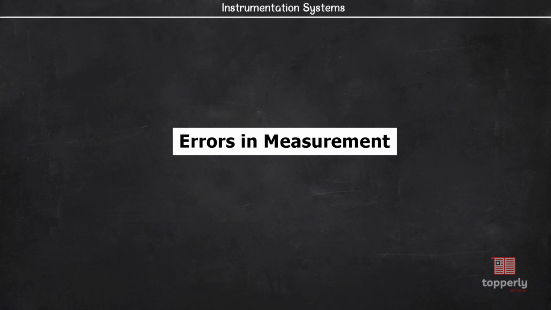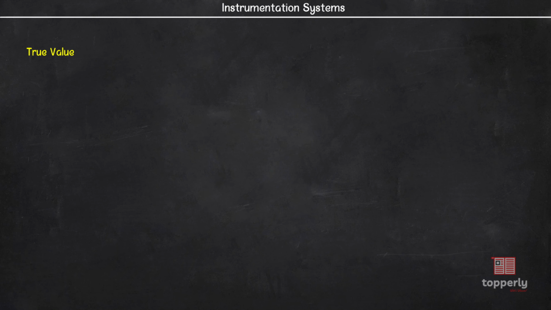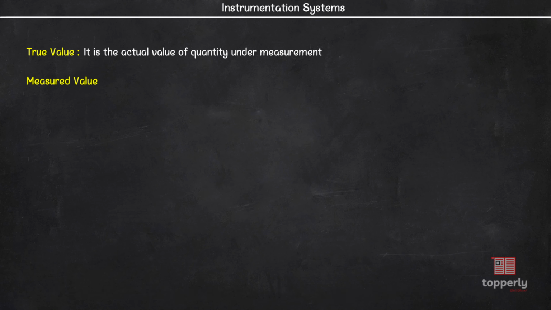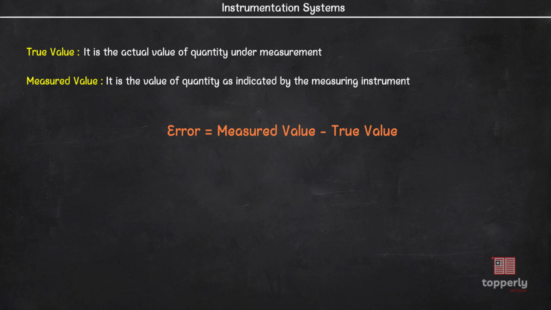For that, let's take a quick recap of a few words we studied in a previous video. True value. It is the actual value of the quantity under measurement. But in reality, we can never know the true value of any quantity. So, we usually accept the value obtained using an exemplar method as the true value of the quantity. Next, measured value. It is the value of the quantity as indicated by the measuring instrument. Now, error is given by measured value minus true value.